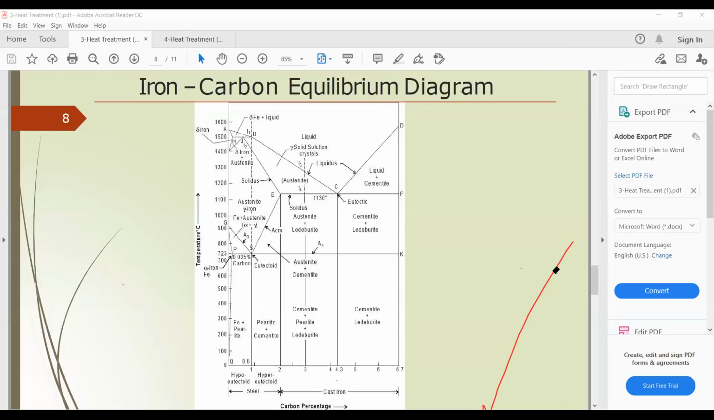So this iron-carbon equilibrium diagram has been drawn like temperature versus amount of carbon available. That means percentage of carbon.